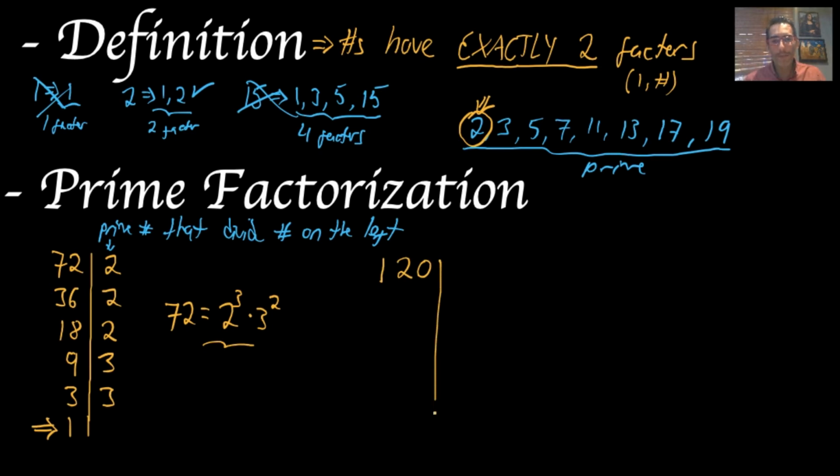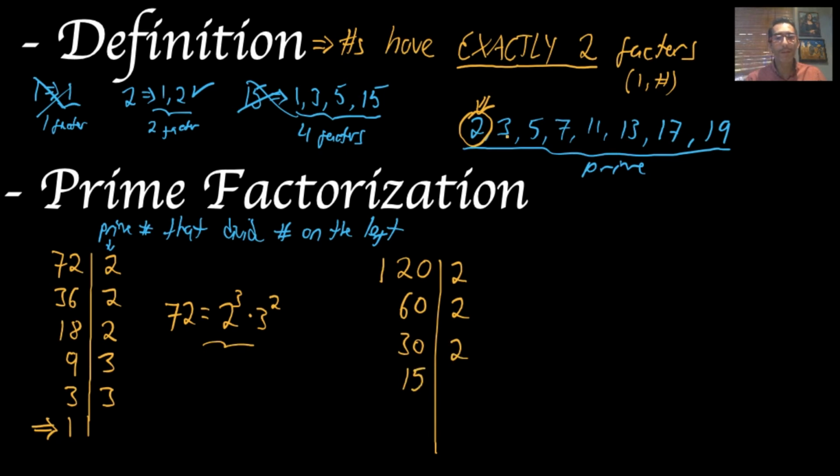Again, we draw the line. On the right side, I will write only prime numbers, and on the left side, I'll be writing down the result. Okay, so we start again. 120, I can divide it by, again, prime numbers. Here's the list. We start with 2. We can divide it by 2. The result will be 60, right? 60, I can divide it by 2. Yes, the result will be 30. 30, I can also divide it by 2. The result will be 15.